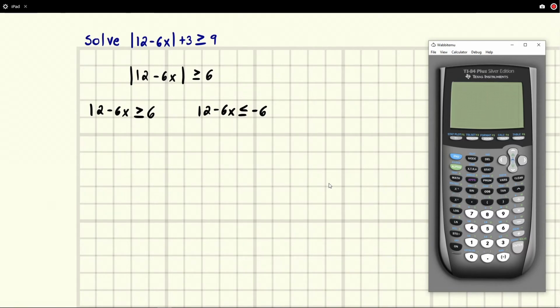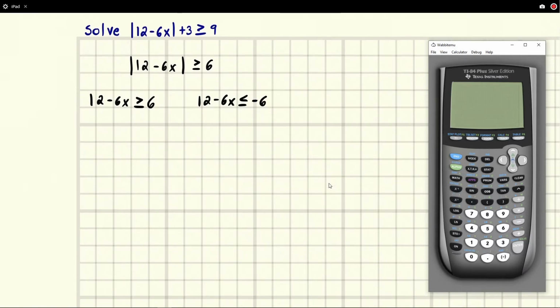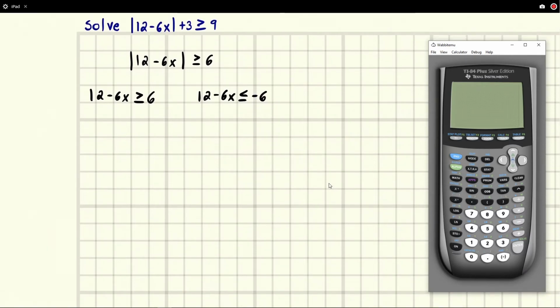Of course, you could remember the rule that you flip the direction of the inequality and change the sign of the other side. So this first one we left alone and wrote as is. This one we flipped the sign, and we also flipped the inequality. All right, from here we can solve the two inequalities that we've set up.